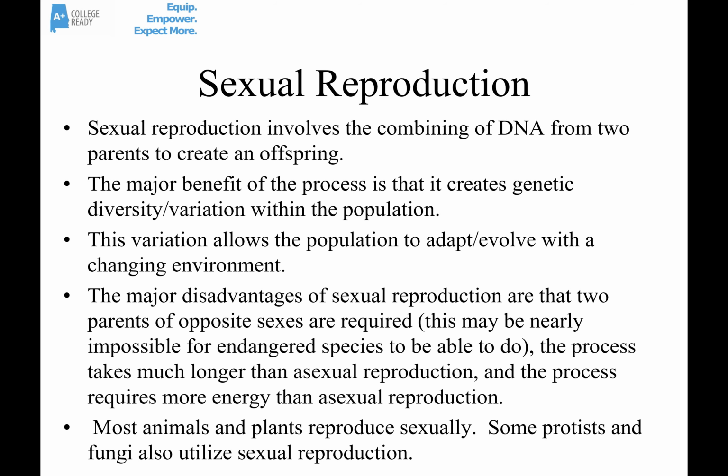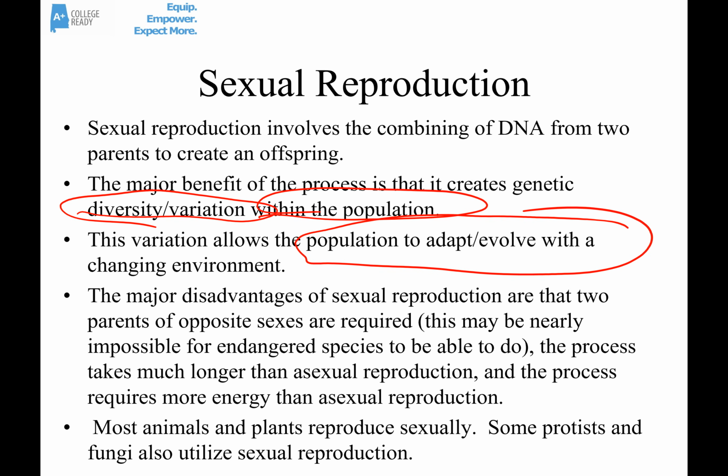Sexual reproduction involves the combining of DNA from two different parents to create an offspring. The major benefit is that it creates genetic diversity or genetic variation within the population, and this genetic variation allows the population to adapt and evolve. The major disadvantages are that two parents of opposite sexes are required. This is really nearly impossible for endangered species to be able to do. The process also takes much longer than asexual reproduction, and it requires a lot more energy than asexual reproduction. Most animals and plants reproduce sexually. Some protists and fungi also reproduce sexually as well.